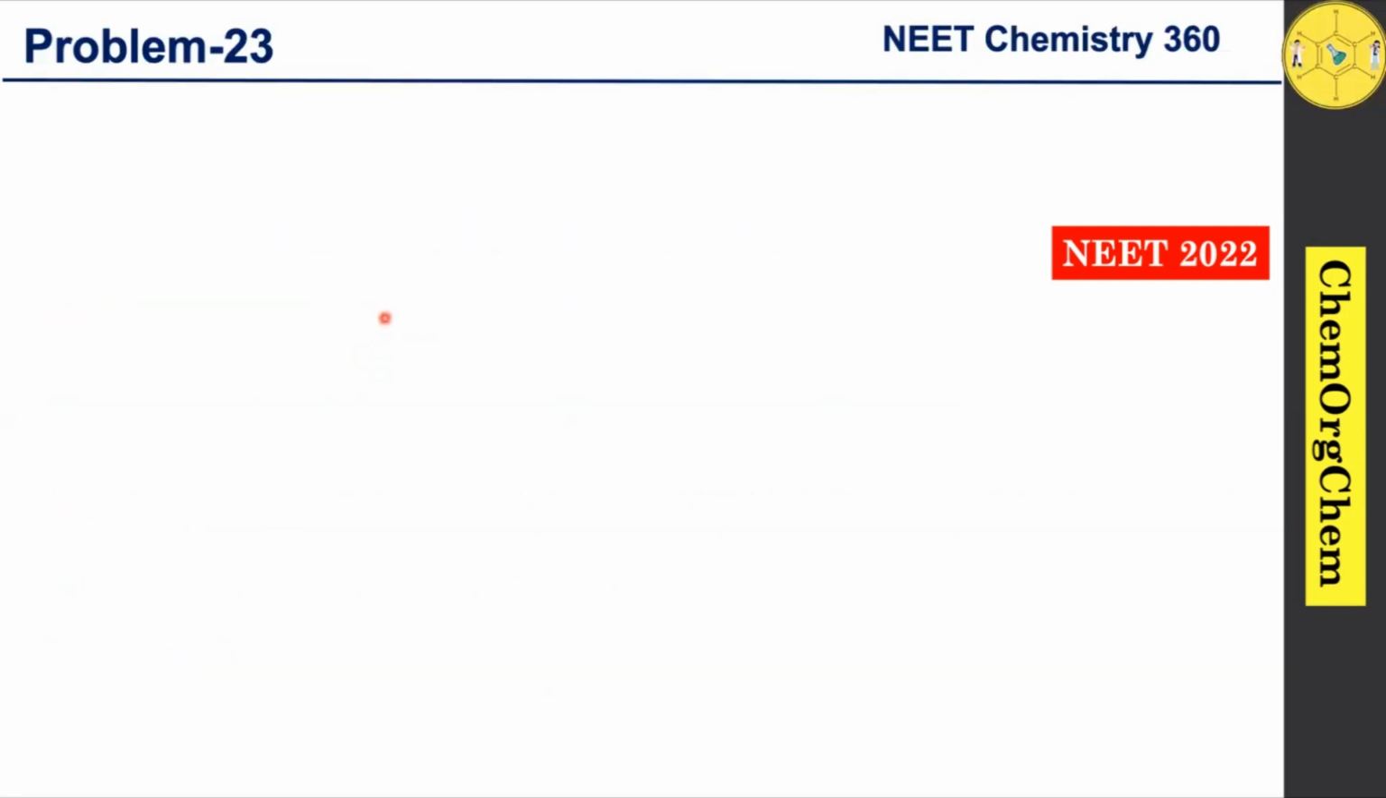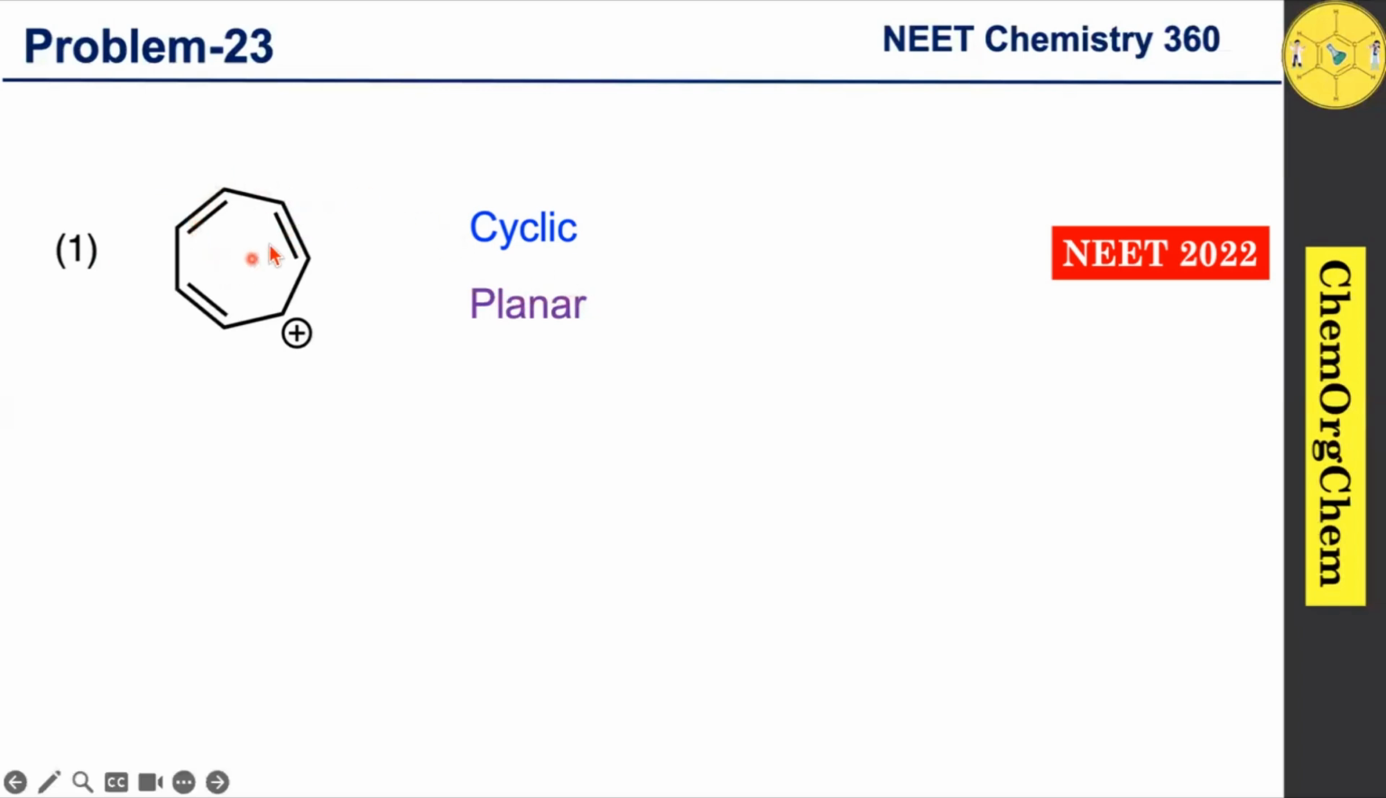So first, moving on to our first option. This one is a tropylium carbocation. First we should see whether this compound is cyclic or not. Yes, it is a cyclic compound. Next we should see whether this compound is planar or not. Yes, this compound is planar. Since the system is conjugated, it generally adopts a planar or near planar geometry.